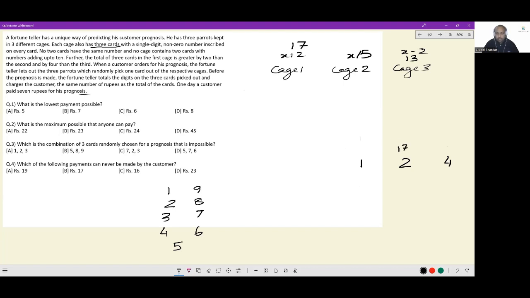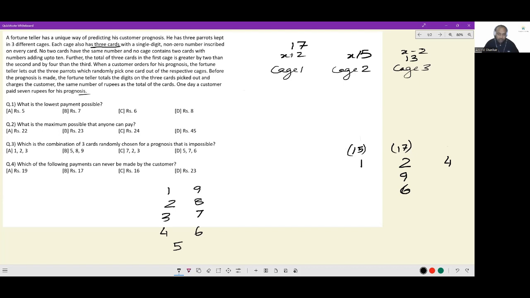Let's try and get the group containing 2 adding up to 17. So I need 15 more. 9 and 6 is the only group that will add it up to 15, because 8 cannot come. So 8 and 7 is not possible, but 9 and 6 can. So I have 9 here, I have 6 here. The next checking I do is let this group add up to 15.